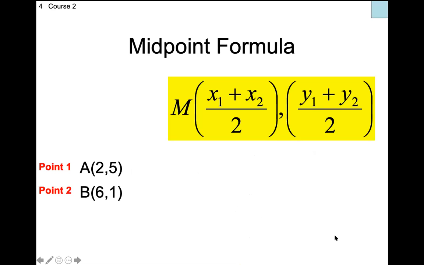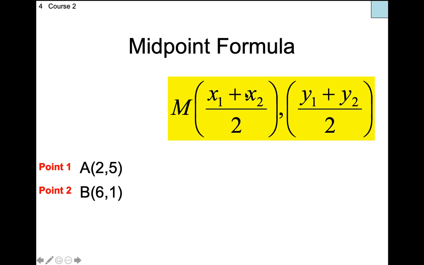All right, let's do one together. Here we go. Take a moment, write down the formula, write down the 2 points, and then let's do this one. When you do your homework, you might want to have the video playing in the background when you get to this point so that you can easily do this.